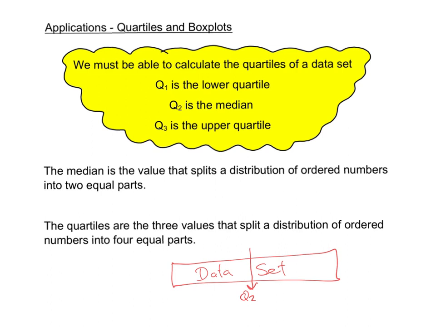And then we also have the lower half of that data split into two, and the upper half of that data split into two. So what happens is we end up with four equal parts here. 1, 2, 3, 4 parts to our data set, and they are split by the three lines here, which are our quartiles: Q1, which is the lower quartile, Q2, which is the median, and Q3, which is the upper quartile. In the next slide, we're going to show you a method we can use to actually split the data into four equal parts and then identify the values of the three quartiles.